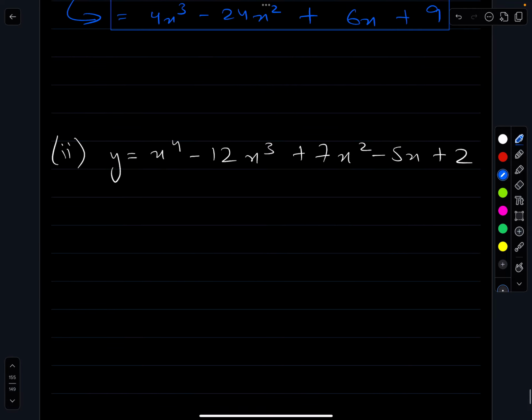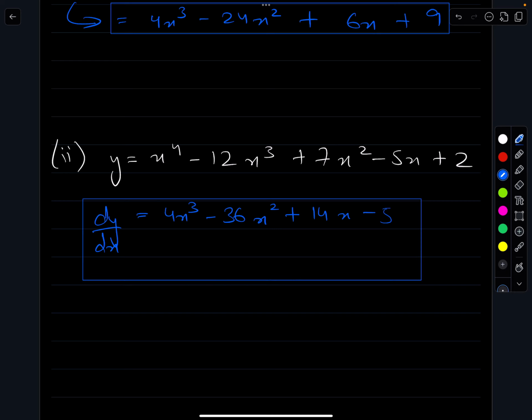Similarly, in this case, I'll do it directly. So dy by dx, so it's 4x cubed, bring the power down, so it's going to be minus 12 into 3, 36, reduce the power by 1. 7 into 2, 14, reduce the power by 1. 5 into 1, 5, reduce the power by 1, so it becomes x power 0, which is 1. And the differential of the constant is always going to be 0. No need to write that down. So this is my final derivative.